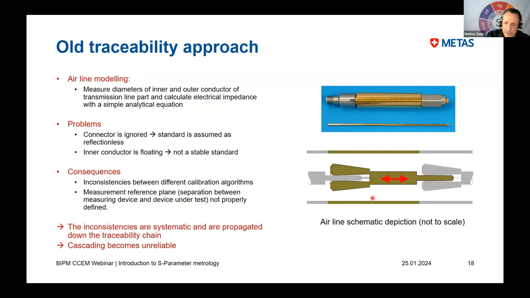Now, the consequences were always that we had inconsistencies between different calibration algorithms. The measurement reference plane, which is the proper separation between measuring device and device under test, was not properly defined. These inconsistencies are systematic and they are propagated down the traceability chain. And as one of the consequences, for example, cascading becomes very unreliable.